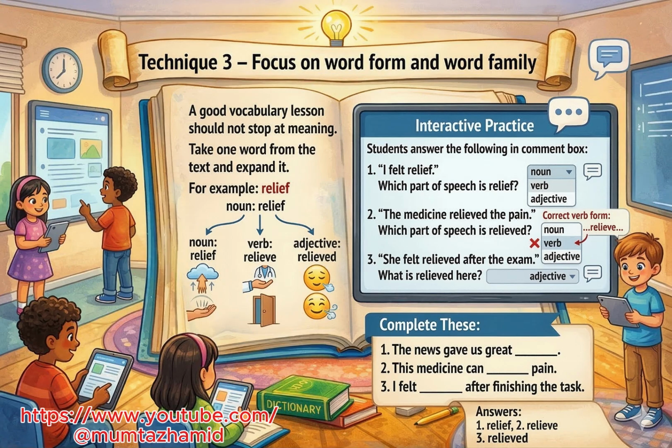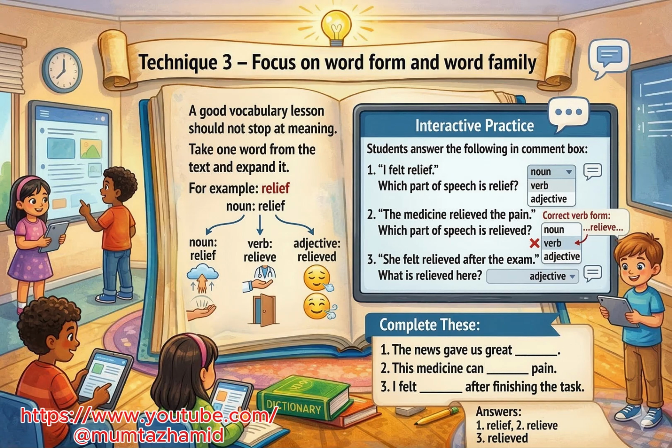Noun, relief. Verb, relieve. Adjective, relieved. Students answer the following in the comment box. I felt relief. Which part of speech is relief? Answer, noun. The medicine relieved the pain. Which part of speech is relieved?